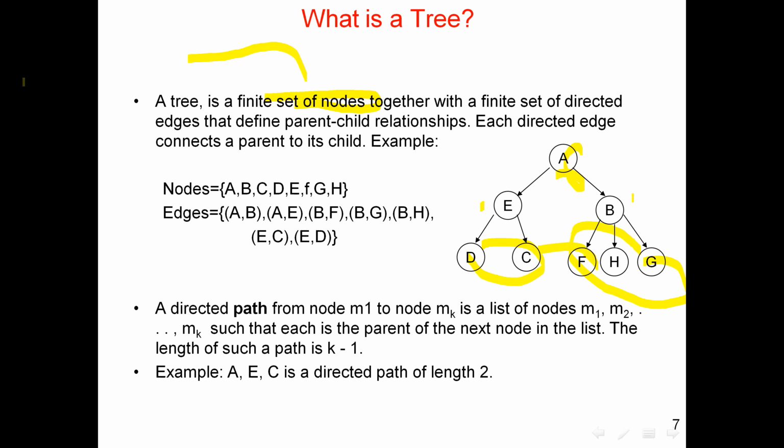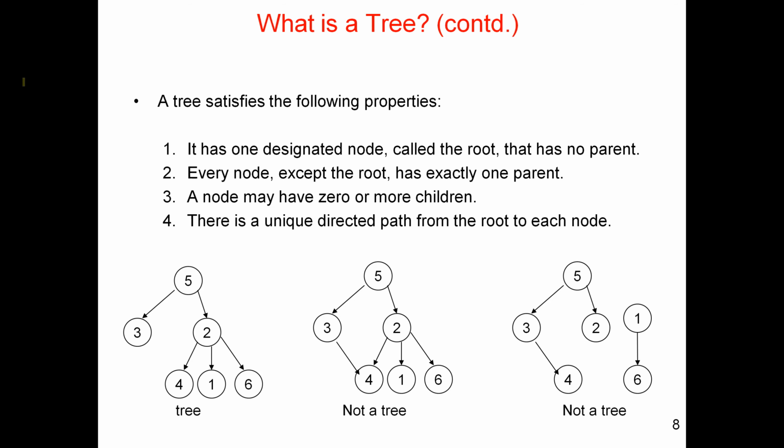So there is a direct path, and when it comes to tree terminology, a tree satisfies the following properties. It has one designated node, which you call the root node, and this root node is only one. That means a tree cannot have multiple root nodes. Like you have seen on the right hand side, that is not a tree because it has two root nodes.